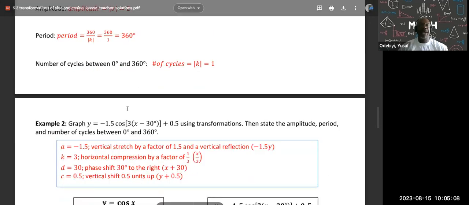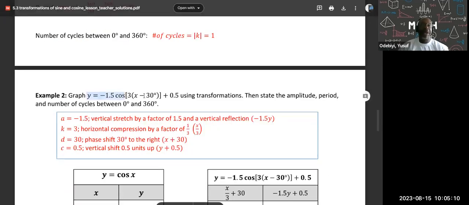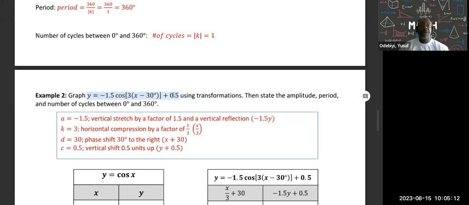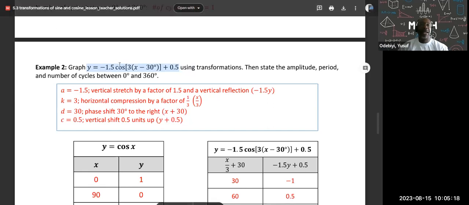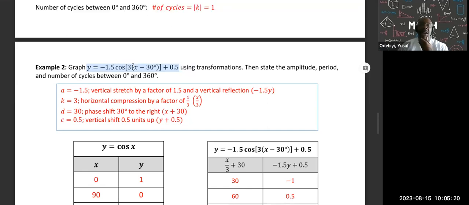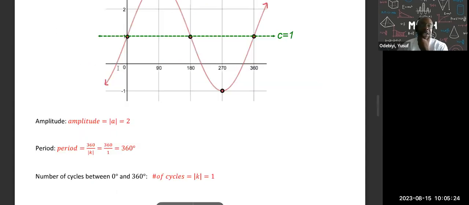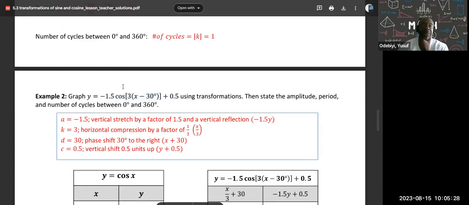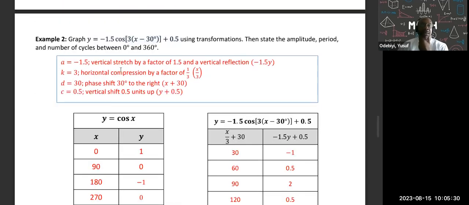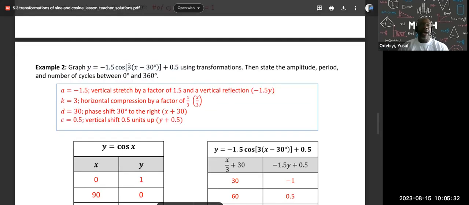Now we're doing this particular transformation. This one looks a little bit complicated, right? So our A is -1.5. And we're looking at the cos parent function, not the sine. This one was the sine, and now this one we're looking at the cos. Our K is 3.